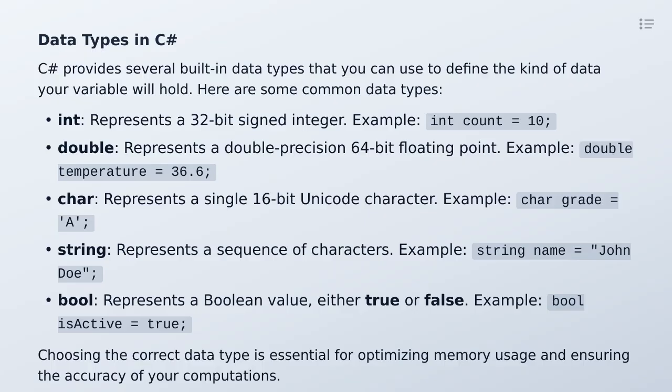Also, char represents a single 16-bit Unicode character. Example, char grade equals 'A'. Also, string represents a sequence of characters. Example, string name equals "John Doe". Finally, bool represents a Boolean value, either true or false. Example, bool isActive equals true. Choosing the correct data type is essential for optimizing memory usage and ensuring the accuracy of your computations.